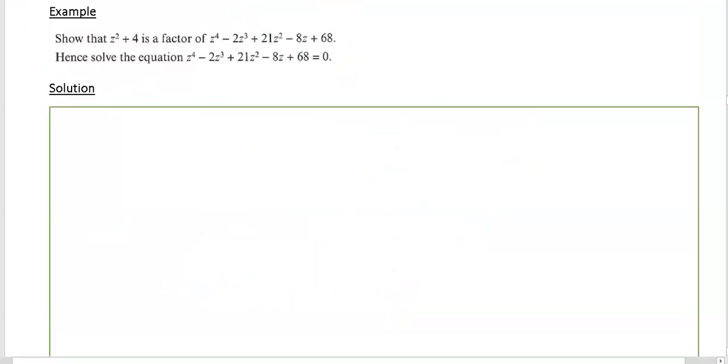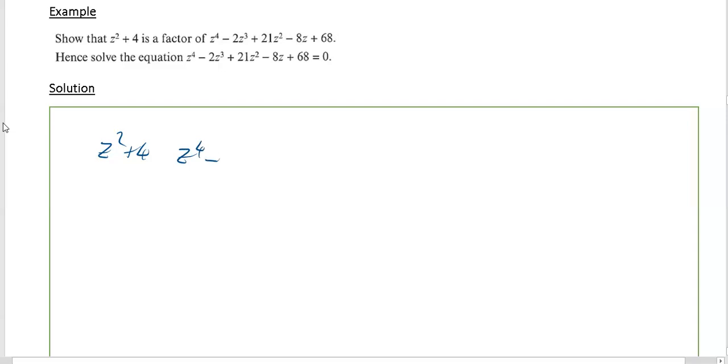Okay, last example for this video, it says show that z squared plus 4 is a factor of z to the power 4 minus 2z cubed plus 21z squared minus 8z plus 68. And it says hence solve. So first thing I'm going to do is just going to divide, and I'm going to show the working out, go through this one for you.